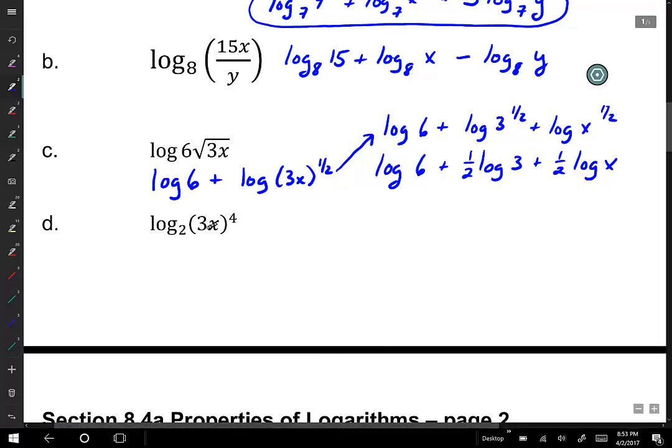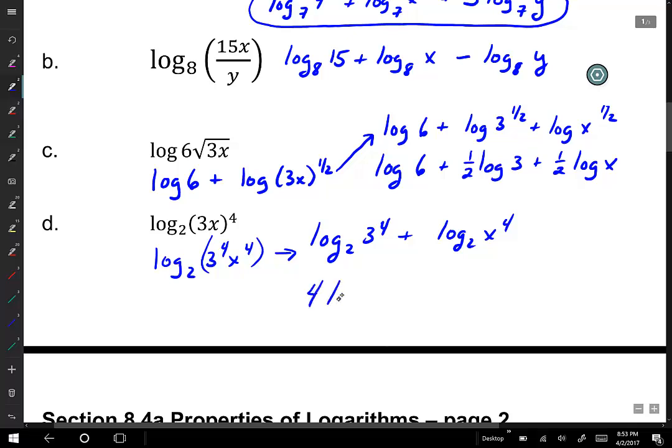This 4, we can distribute it to both the 3 and the x. So if you want to think of it that way, that's log of 3 to the 4th, x to the 4th, if that helps you. That's going to lead us to breaking it up with addition, log base 2 of 3 to the 4th plus log base 2 of x to the 4th, which is going to bring that 4 in front of log base 2 of 3 plus 4 log base 2 of x.